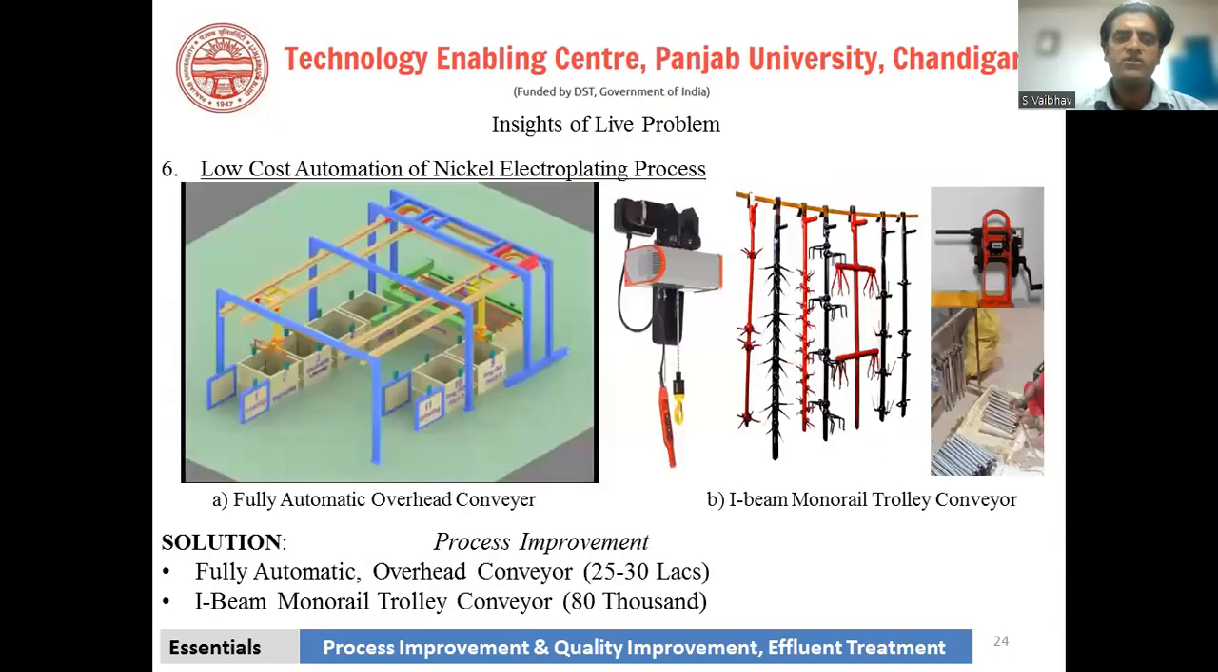As seen from the very first image, there are fully automatic overhead conveyors available that cost around 25 to 30 lakhs. But since it was a small-scale industry, they required a solution approach in terms of an I-beam monorail trolley conveyor that is worth around 80,000 rupees. And there is a process improvement and quality improvement of the processes.